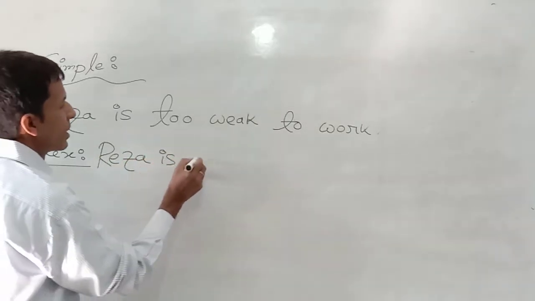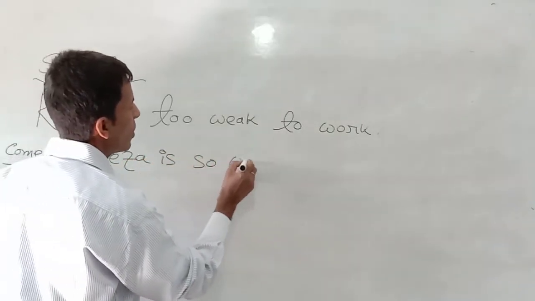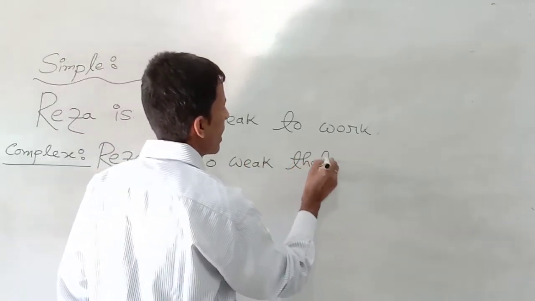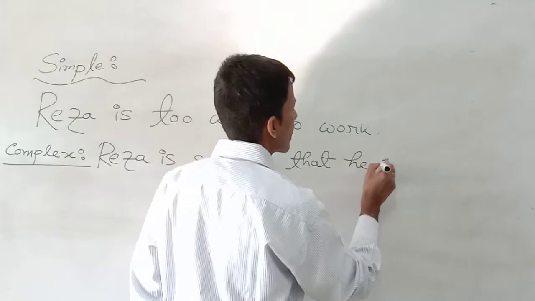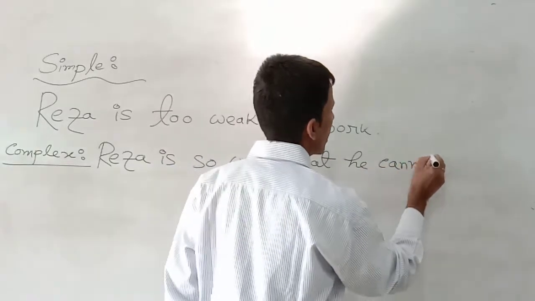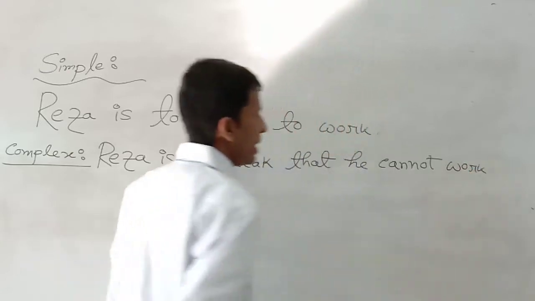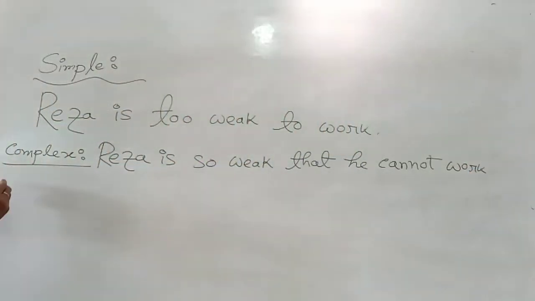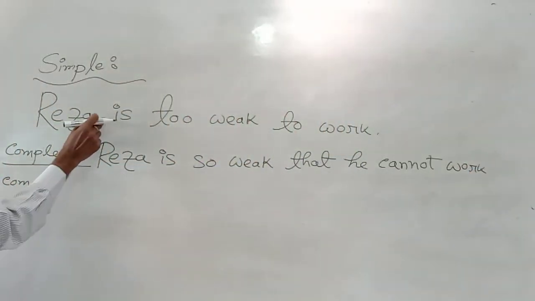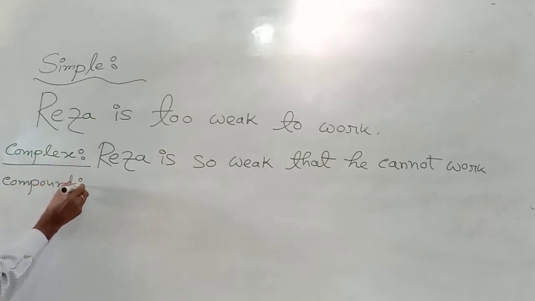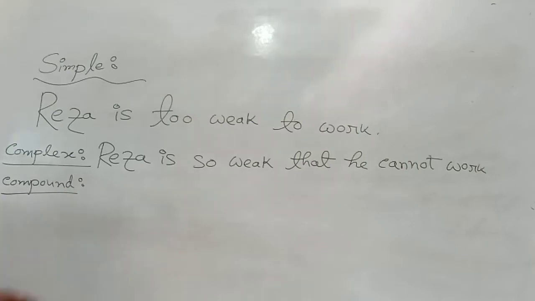Complex form will be: Reja is so weak that he cannot work. In the third step, you will learn in what way this simple sentence can be transferred into compound sentence, by following the structure I have already written on the whiteboard and have already effaced.